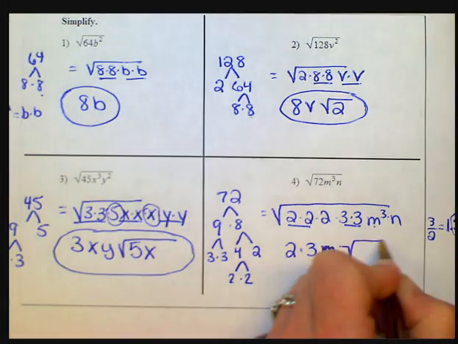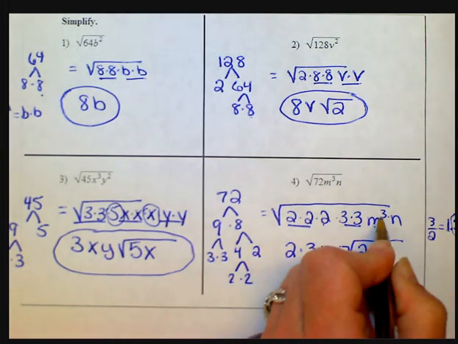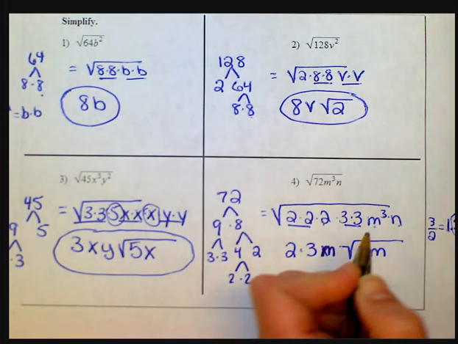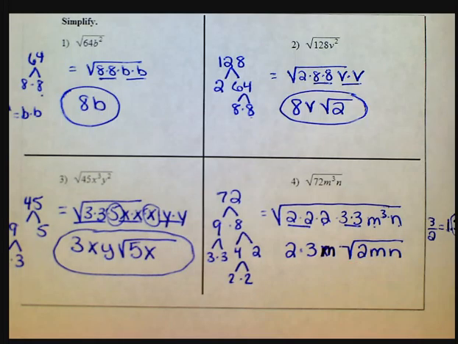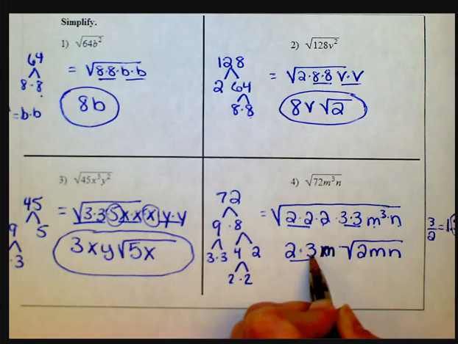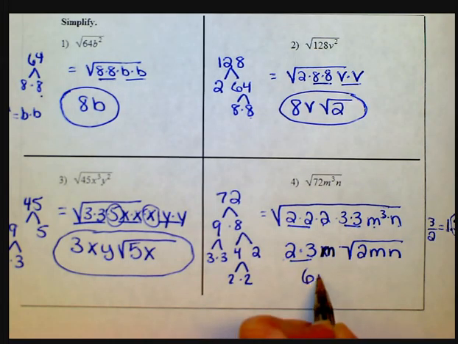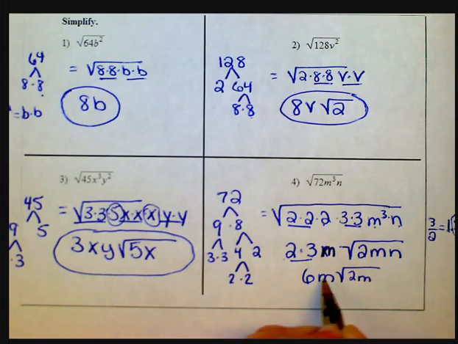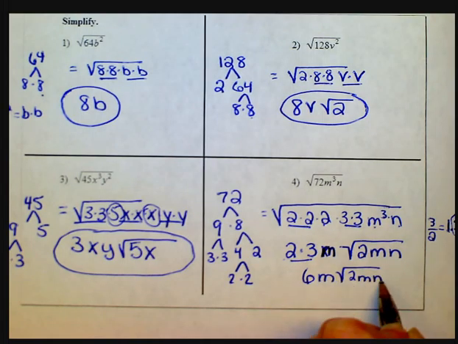So now I got the square root. 2 will be underneath, 1 m from that odd power, and n is an odd power. There's nothing to pair it with, so n is underneath. Now I have to simplify the outside. I can do 2 times 3. 2 times 3 is 6, m on the outside, times the square root of 2mn on the inside.